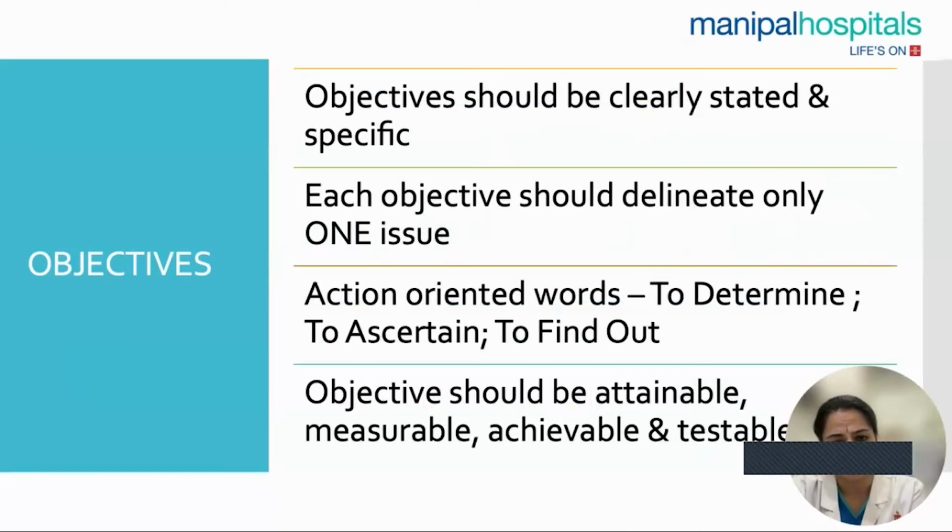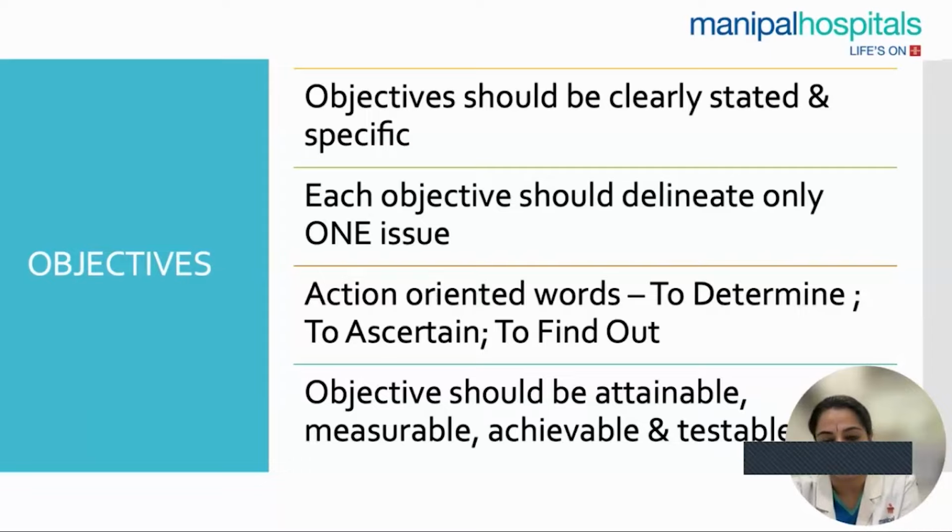So the objective should be clearly stated. Suppose you're having multiple objectives. You can divide them into primary and secondary objectives. Secondary objectives are usually length of stay, mortality, etc., or other complications which can occur. But the primary objective should focus on your research question. If you have multiple primary objectives, each objective should delineate only one issue.